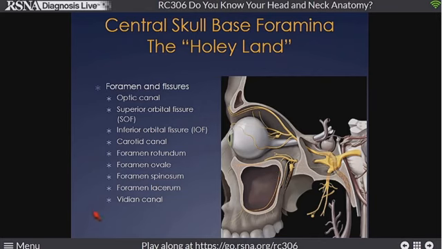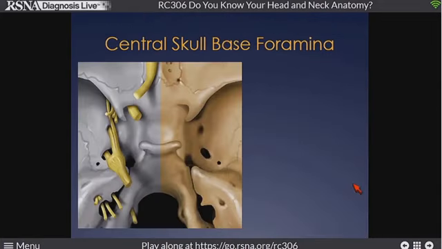Now, we're going to look at all these: the optic canal, the orbital fissures, carotid canal, foramen rotundum, ovale, spinosum, lacerum, and the Vidian canal. But again, please note this very central role of CN5 and the very prominent foramen associated with it. V3 diving inferiorly, V2 moving anteriorly and inferiorly through foramen rotundum, and V1 heading up towards the superior orbital fissure.